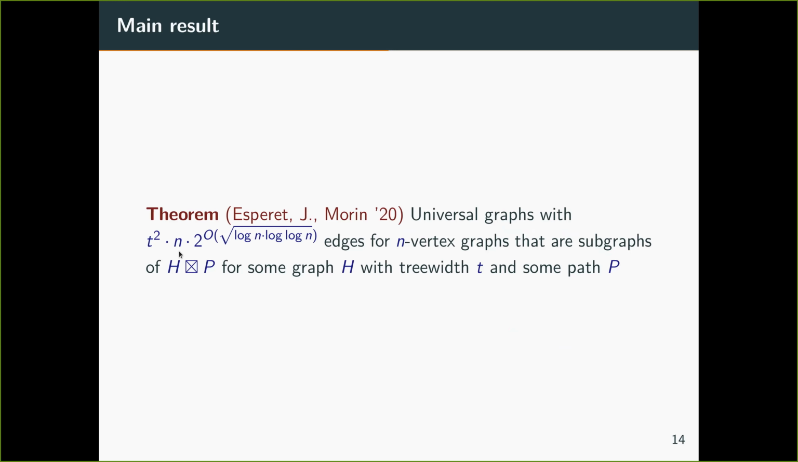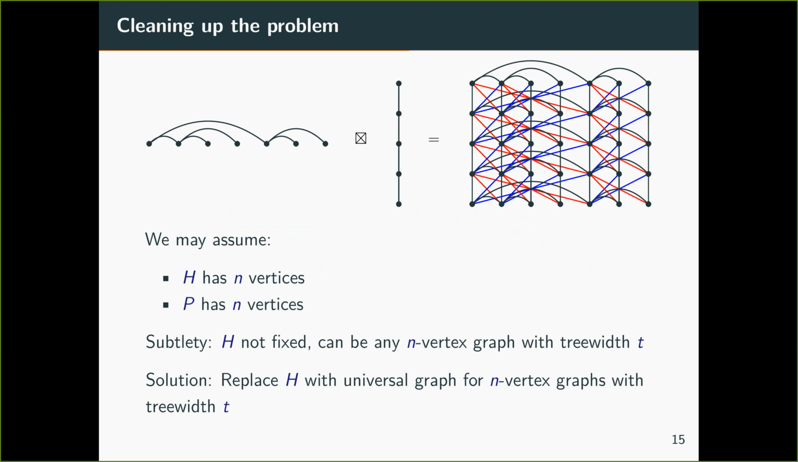So what's the bound? Well, there is a linear term in n. There is a term which is n to the little-o of 1, but more precisely 2 to the root log n log n. And then there is a dependency on the tree width, t squared, but typically in the applications the tree width is a constant, so you can think of this as being a constant. Okay, so that's what we prove.